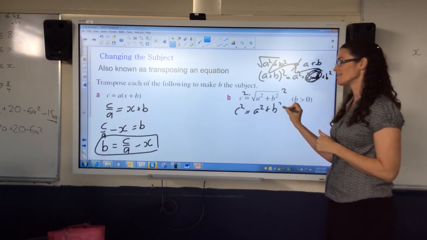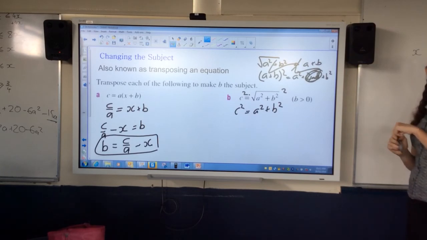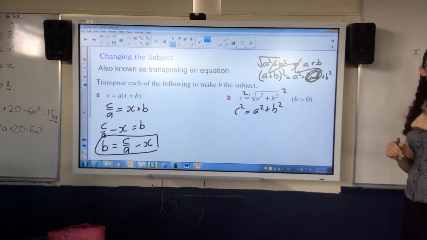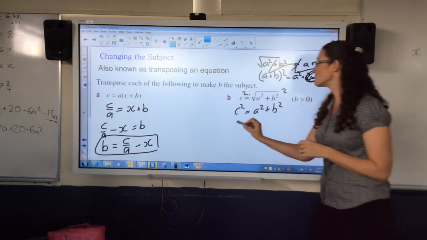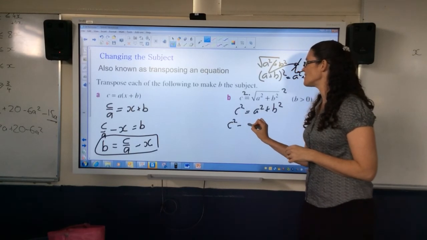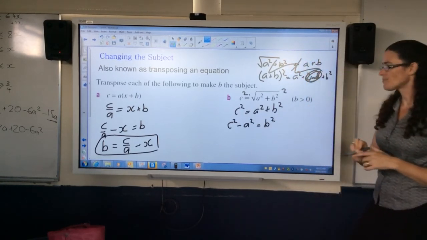Looking kind of familiar there. Okay? Now, what do I move next? I'm going to move the A squared by minusing it. Are you right, boys? Yeah. Okay. So I'm going to do C squared minus the A squared, and I've got B squared on its own.